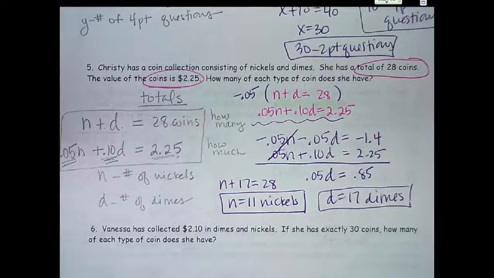Okay, number 5. I put mine up. I did elimination. You should get 11 and 17. Yes. You add these, you add these, you add these. You add everything.